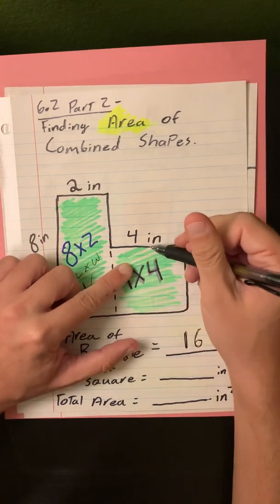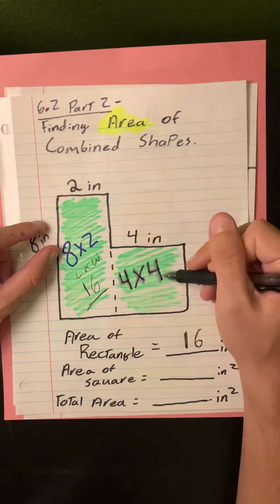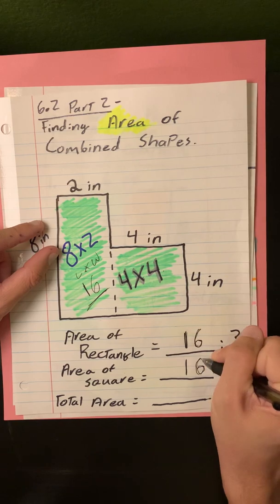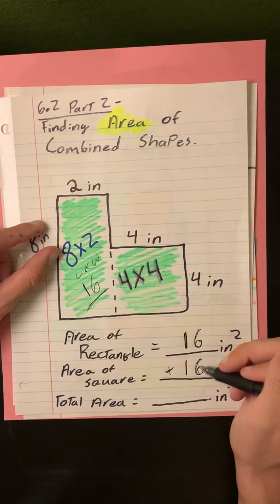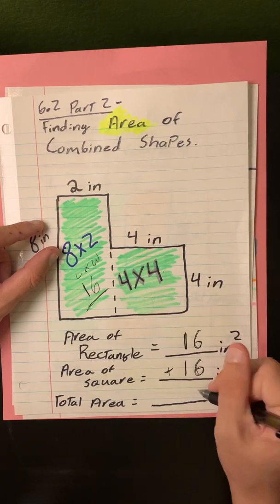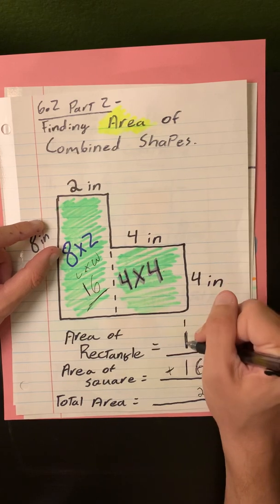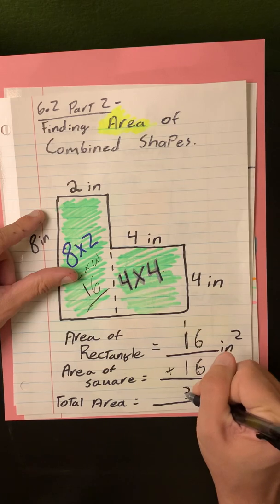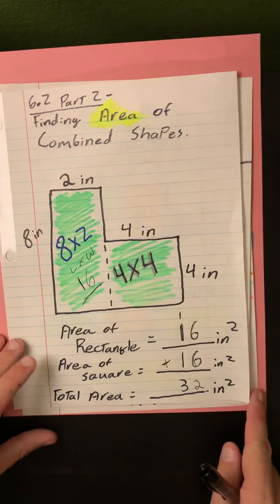And then I find the area of this square down here of 4 times 4. 4 times 4 is 16. And to find my total, I add up the area of those 2 shapes. 16 plus 16, 6 plus 6 is 12. Carry a 10 into my tens place. 10, 20, 30. My total area for this shape is 32 square inches.